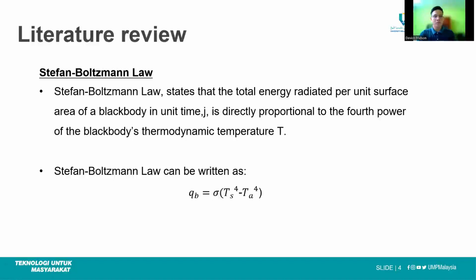Stefan Boltzmann law states that the total energy radiated per unit surface area of a black body in unit time is directly proportional to the fourth power of the black body's thermodynamic temperature. Stefan Boltzmann law, also known as Stefan law, can be written as Q = sigma (Ts^4 - Ta^4).